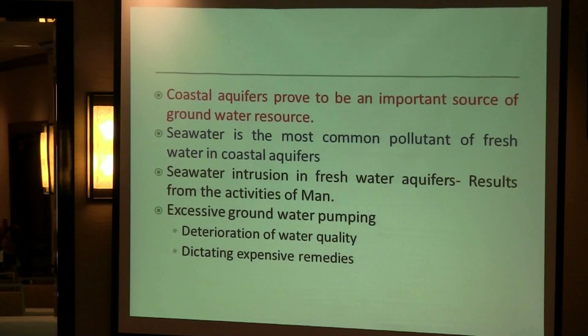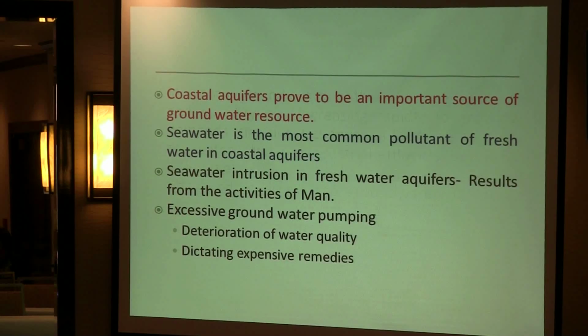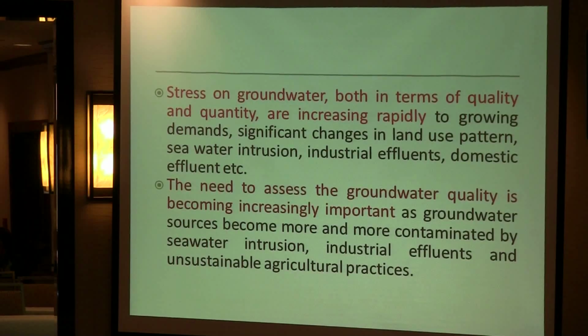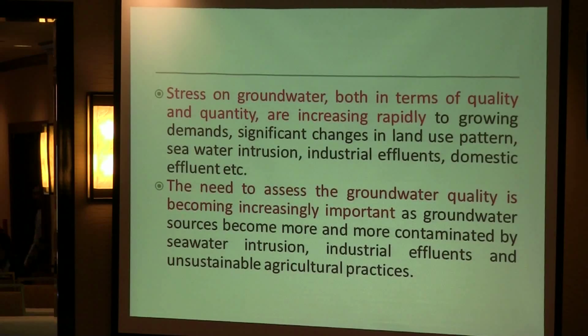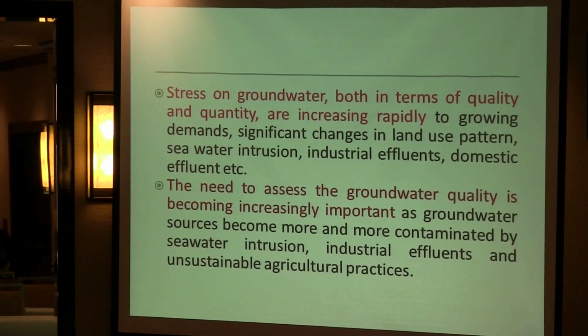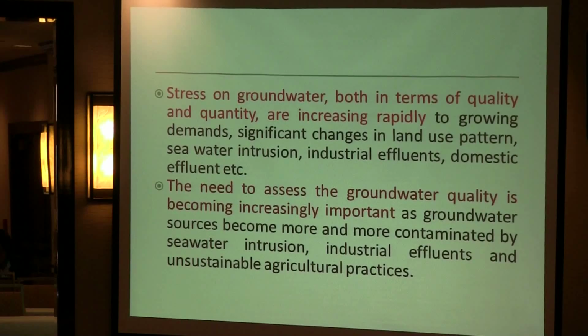My friend just discussed coastal aquifers, the sea water and all that. But I will be discussing water which is not near the sea, which is inside the midlands. There the stress on groundwater, both in terms of quality and quantity, is increasing rapidly because of changes in land use patterns and other things. The problem we have is of industrial effluents polluting the groundwater. So there is a need to assess the groundwater quality, especially as industrial effluents and unsustainable agriculture practices are taking place.